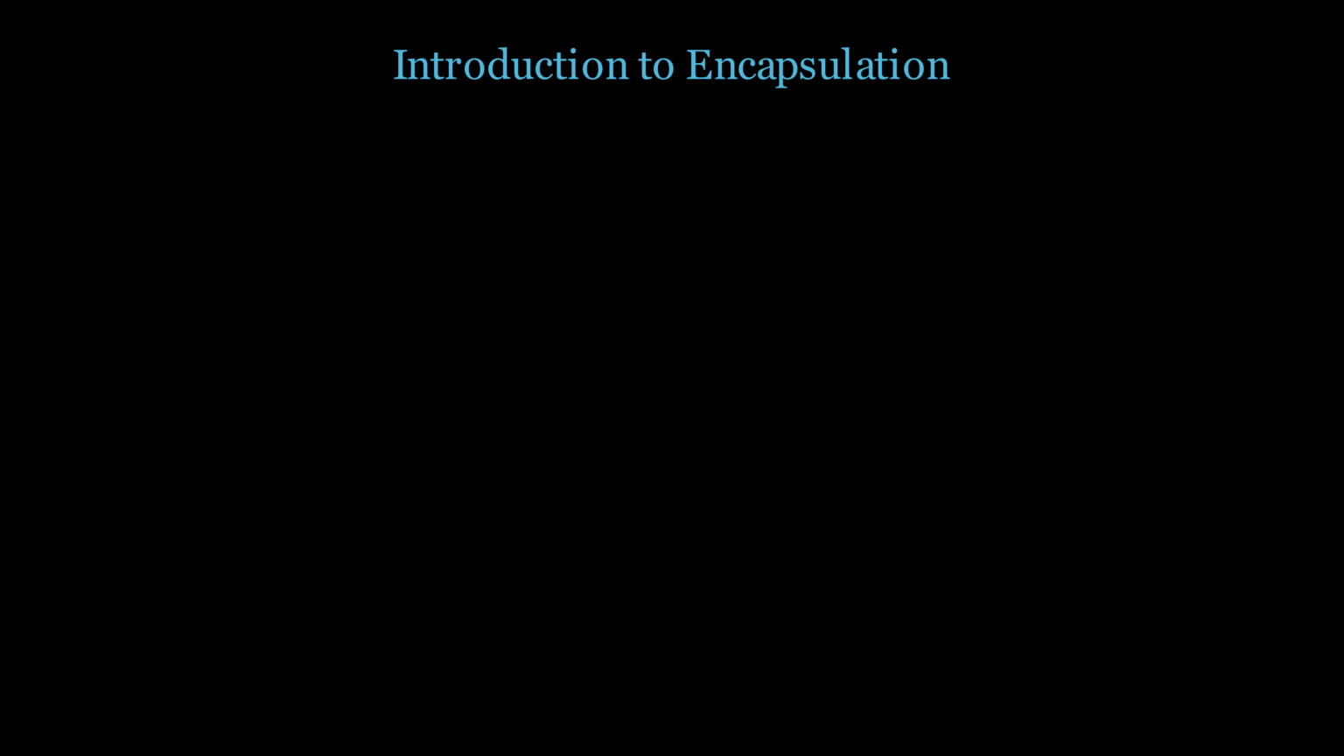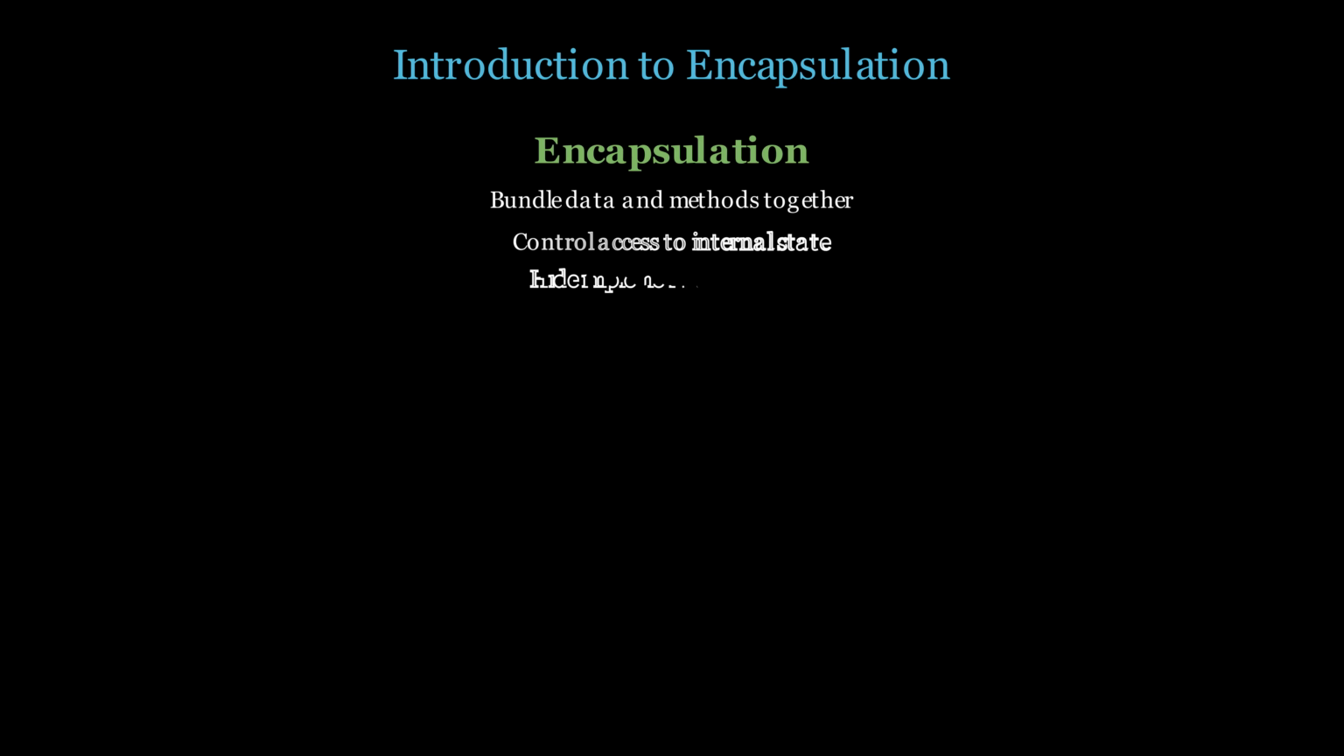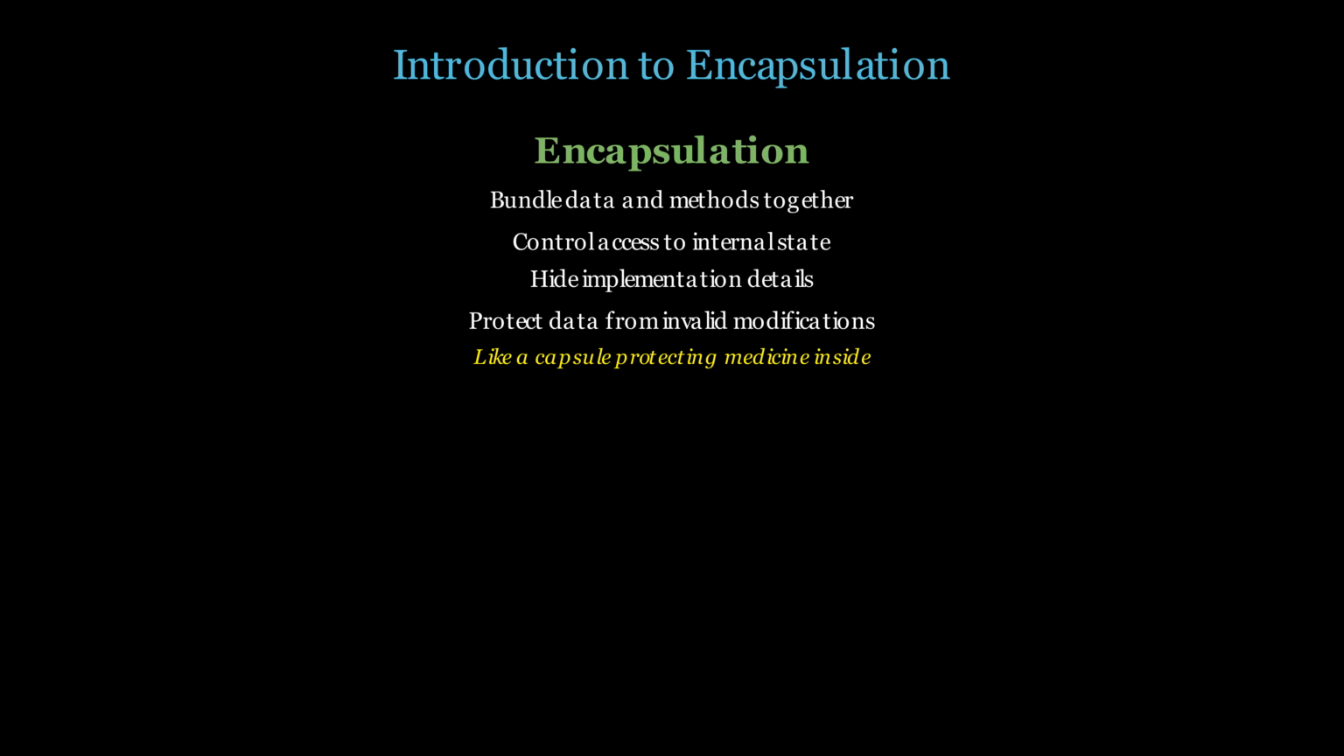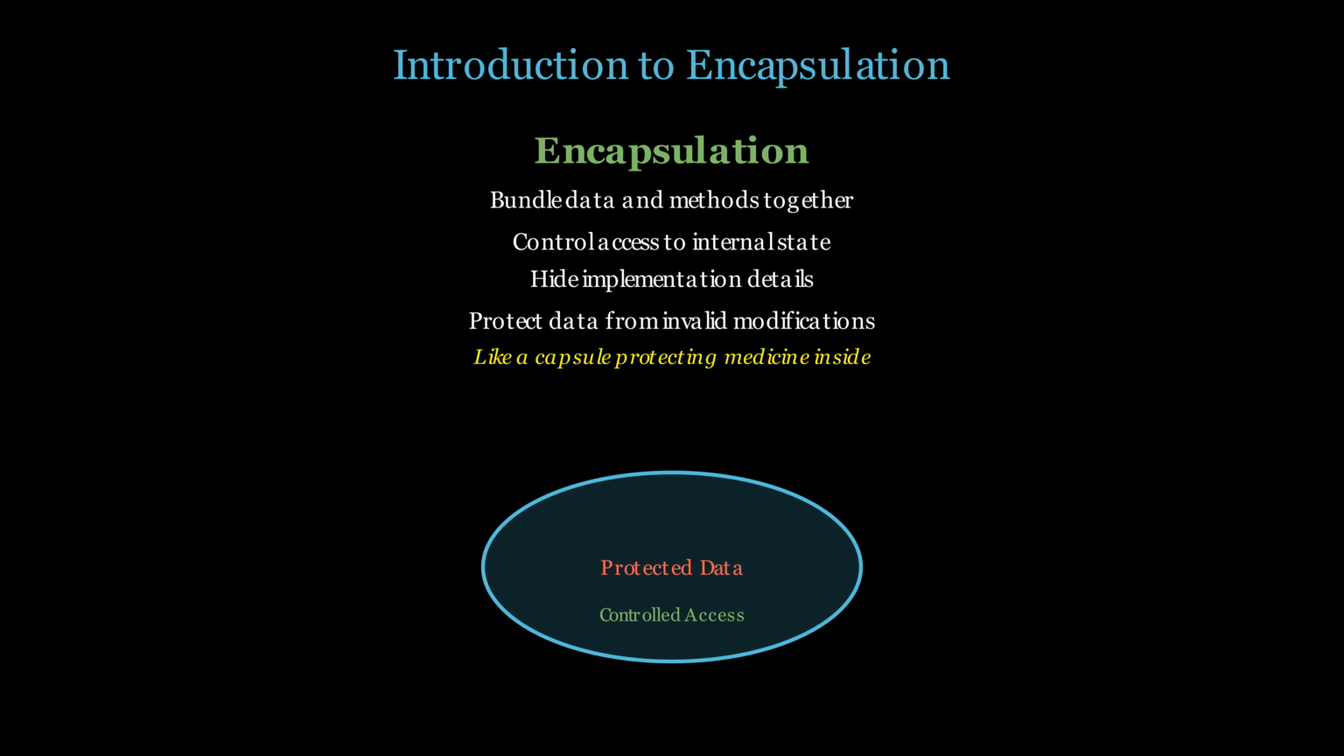Now let's explore encapsulation, the second pillar we're covering today. Encapsulation is about bundling data with methods and restricting direct access to some components. It's about data protection and hiding implementation details. Encapsulation bundles data and methods together in a class. It controls access to internal state, hides implementation details, and protects data from invalid modifications.